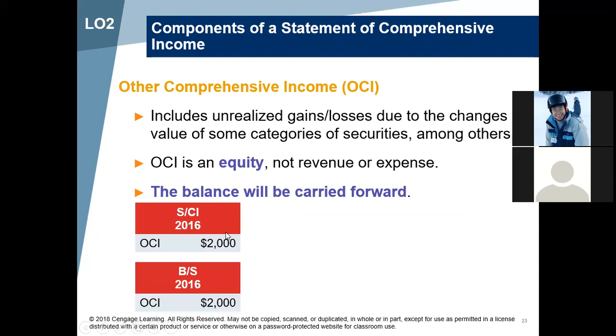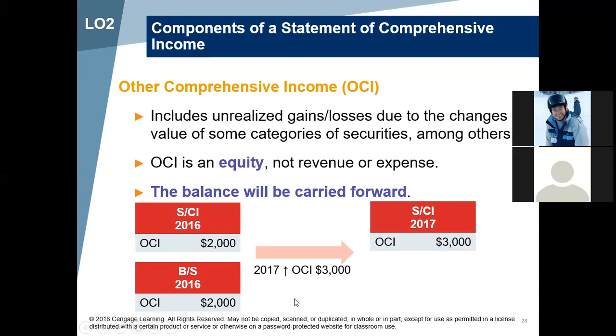So OCI is 2,000 here. So meaning you have OCI of 2,000 here. So 2017 is the OCI is 3,000. Yan, the OCI is 3. So meaning you have 5. Okay? Yan. So it will be carried forward now in terms of this.